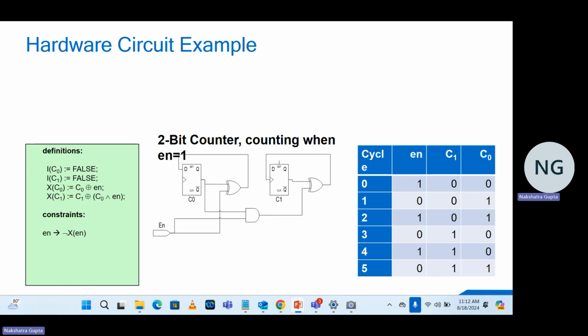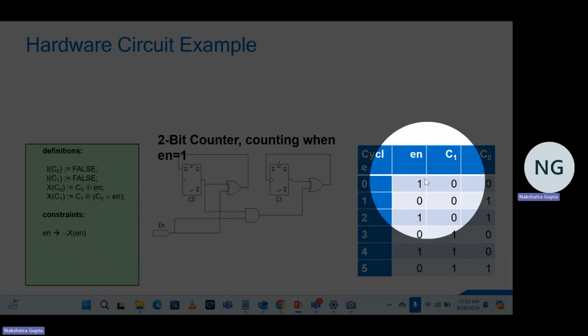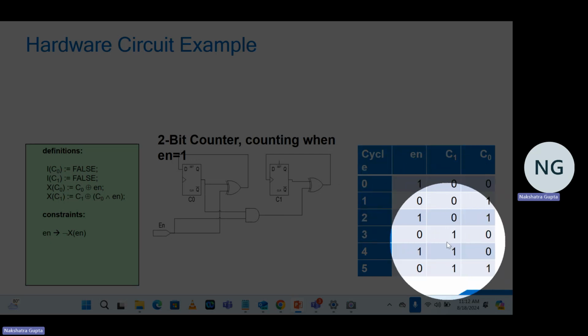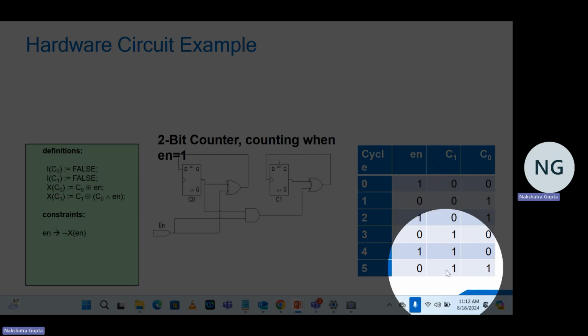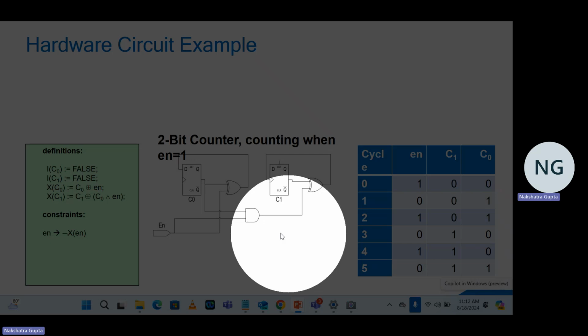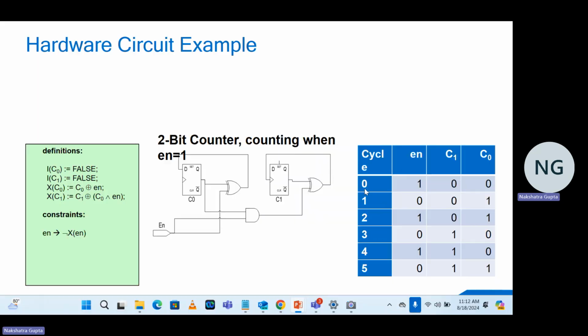So it starts from 0, and then it is increased to 1, because the enabler is 1 in cycle 0. Then it stays the same because the enabler is 0 in the next cycle. Then it's increased to 2, stays the same, and increases to 3. Here's a textual presentation.